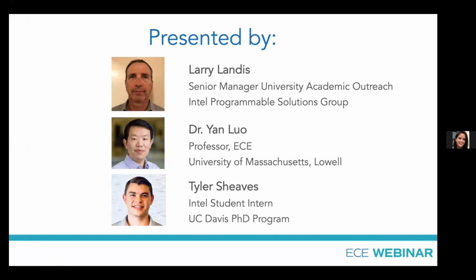Dr. Jan Lowe is a professor of the Department of Electrical and Computer Engineering at the University of Massachusetts Lowell. His research interest spans broadly computer architecture and network systems, and his current research focuses on heterogeneous architecture and systems, software-defined networking, and deep learning.